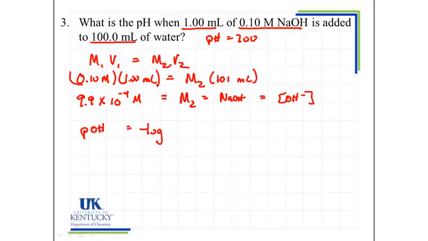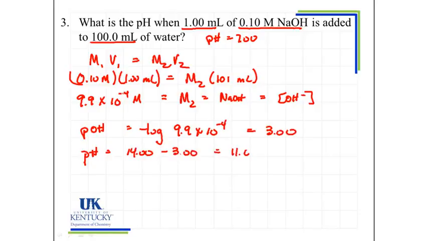POH would be the negative log of that number. And the pOH is 3. The pH would be 14 minus 3, which would be 11. So, yes, a tiny amount of sodium hydroxide added to water would take the pH from 7 to 11. That is not resisting the change of pH. You add that same amount to a buffer, we saw no change whatsoever.